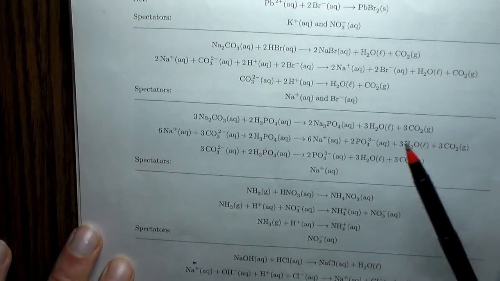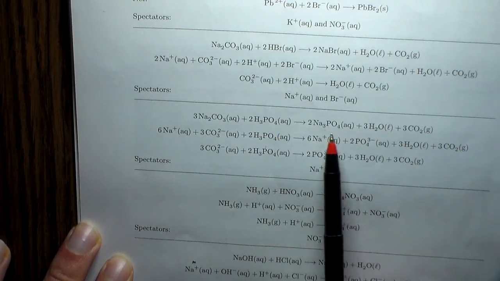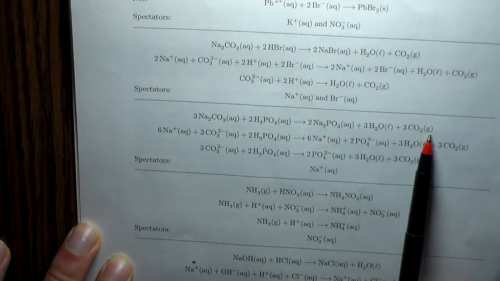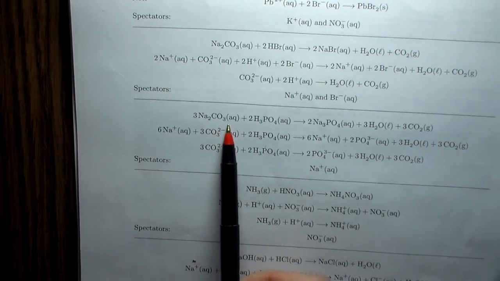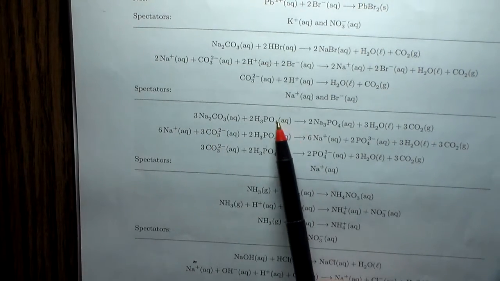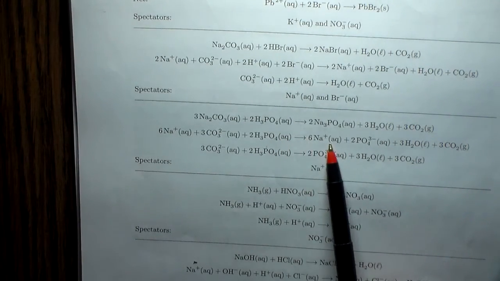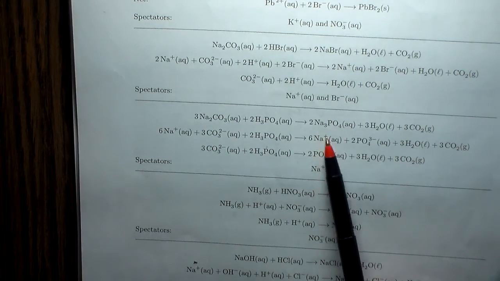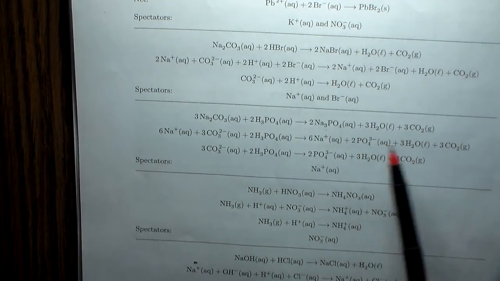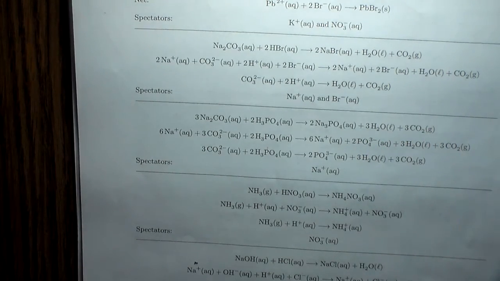All right, and then for the next one here, we have 3 sodium carbonates and phosphoric acid. It gives us 2 sodium phosphates, water, and carbon dioxide. So again, just like we saw above, the sodium carbonates break apart. Phosphoric acid, remember, is a weak acid, so we leave this completely intact. And then, of course, we have here my sodiums. These break apart. So I'm going to have 6 sodiums, my 2 phosphates, and, of course, my 3 waters and 3 carbon dioxides, just like we saw.